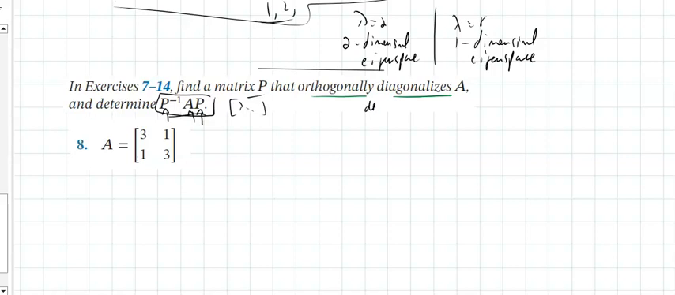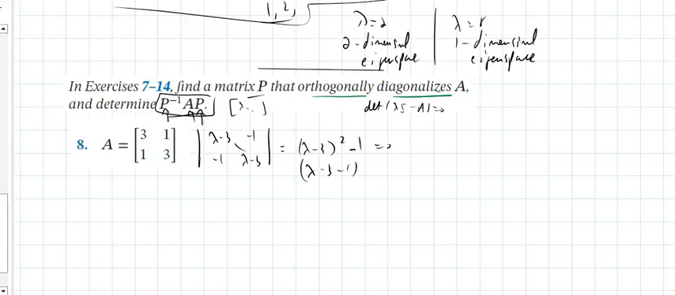We're going to start with the determinant of lambda I minus A and set it equal to 0. That's going to yield lambda minus 3 and a negative 1, negative 1, lambda minus 3. We want to set that equal to 0, right? That is lambda minus 3 squared minus 1 equal to 0. Difference of two squares. Lambda minus 3 minus 1 into lambda minus 3 plus 1 equal to 0. Lambda minus 4 into lambda minus 2 equals 0. So I have lambda equal 4 and lambda equal 2.